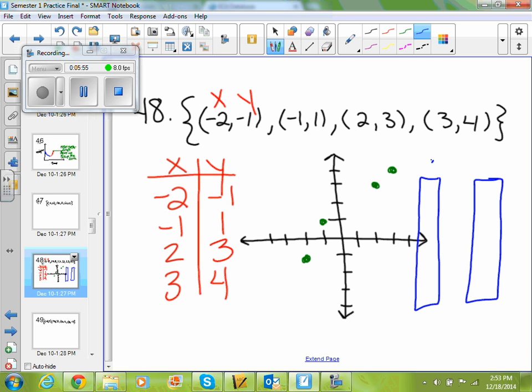Then if I make a mapping diagram, that's where I use those two bubbles and I connect them. So my x values are negative 2, negative 1, 2, and 3. My y values are negative 1, 1, 3, and 4. I then map my numbers to them. So negative 2 maps to negative 1. Negative 1 maps to 1. 2 maps to 3, and 3 maps to 4.